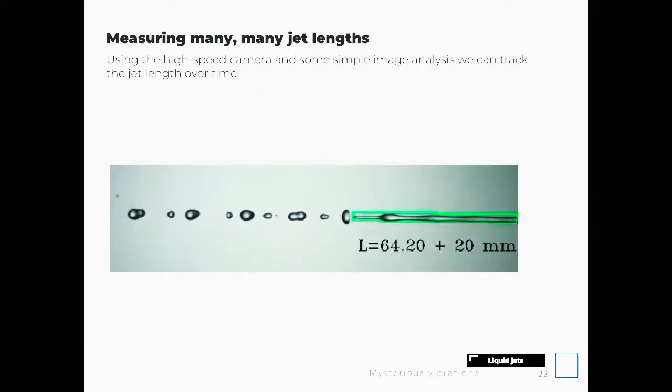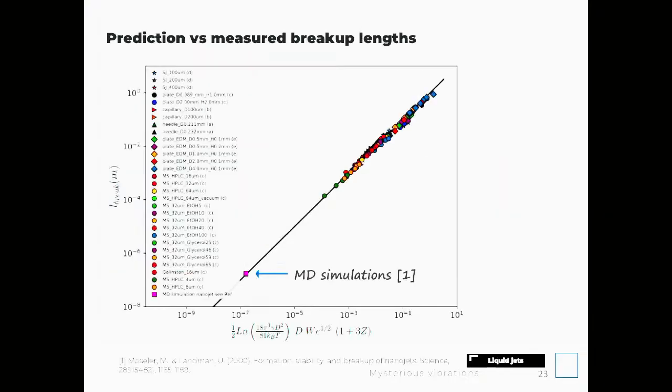And then we, being again Stefan, measured 100 jets, and then we measured another 100 and another 100, and then we put all the data together. These are all our different jet setups with different liquids. We didn't do many different temperatures because it's complicated. But they all lie very nicely on the straight line predicted by capillary wave theory.